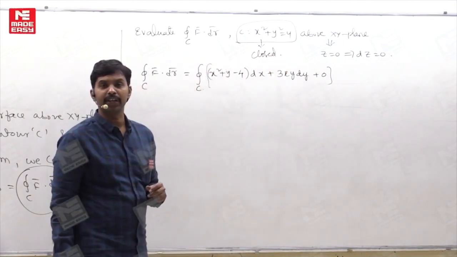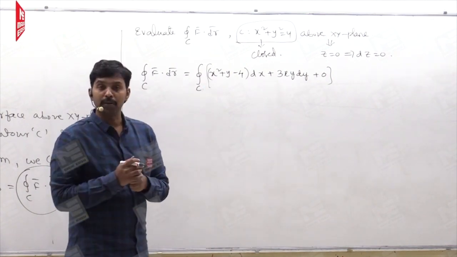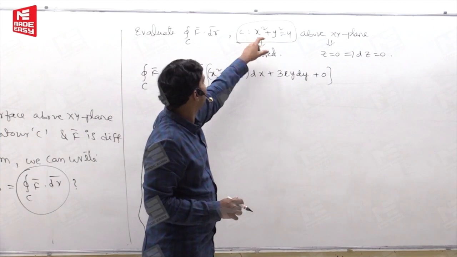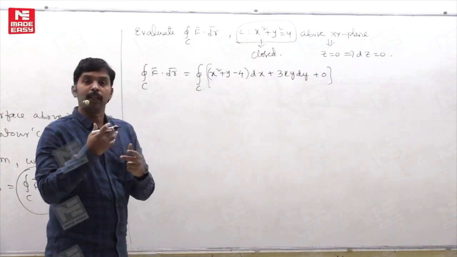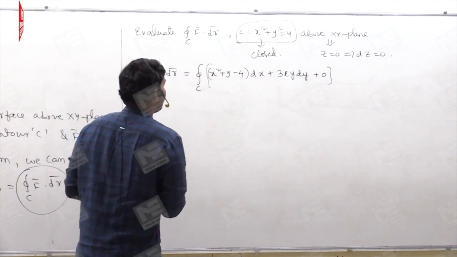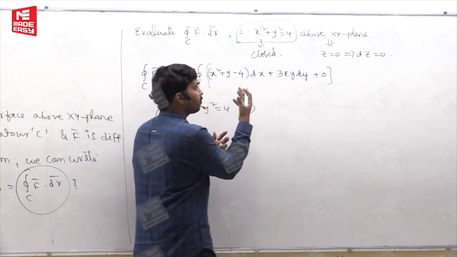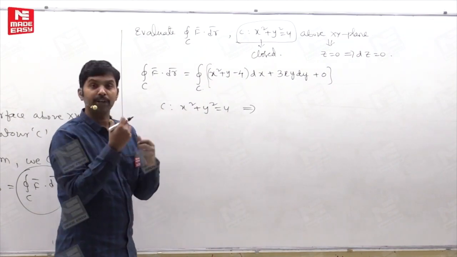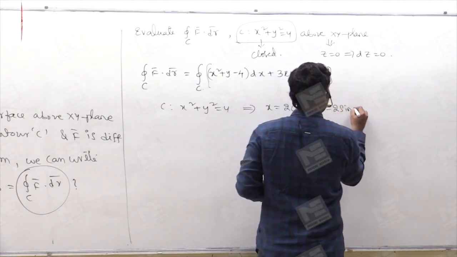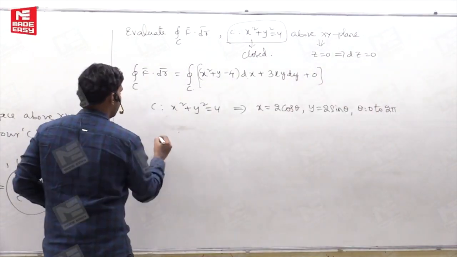How to evaluate this line integral? You can use Green's theorem, as f1 and f2 are differentiable here and this is a closed contour. You can use Green's theorem and evaluate it. Or otherwise, as C is x square plus y square is equal to 4, I can write this circle equation in parametric form. So x is equal to 2 cos theta, y is equal to 2 sin theta, where theta is from 0 to 2 pi.